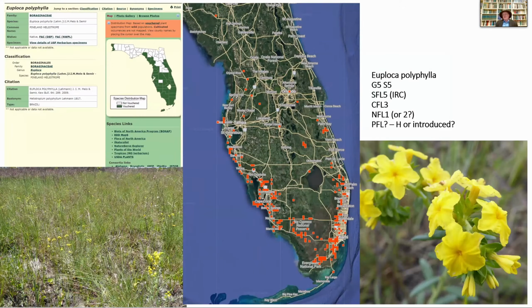So I've talked about mostly species which were coming down from the north, but there are also species which come up from the tropics of the southern part of the range into Florida, which become increasingly uncommon to the north. One of these is the pineland heliotrope, Euploca polyphylla, formerly Heliotropium polyphyllum. If we look at its range map, we can see it's very common in the southern peninsula, but increasingly uncommon as we go north. And the iNaturalist records fit that very well.